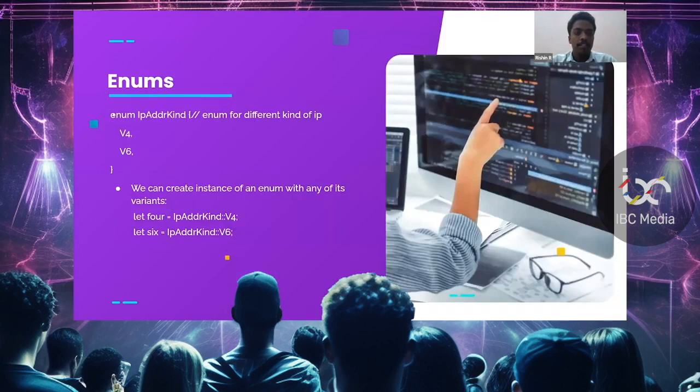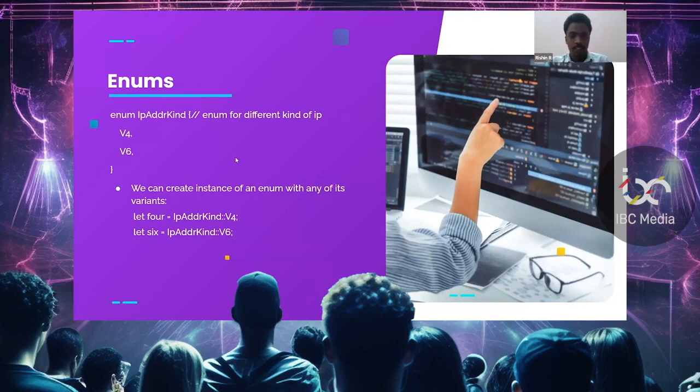So yeah, this was the example that I was talking about. Enum IpAddrKind, you can use V4 and V6. Now, how to access a particular enum's value? When you create a variable, let four is equal to IpAddrKind, and then you need to use double colon and then V4 in order to access V4 from the enum. I think the idea is clear.